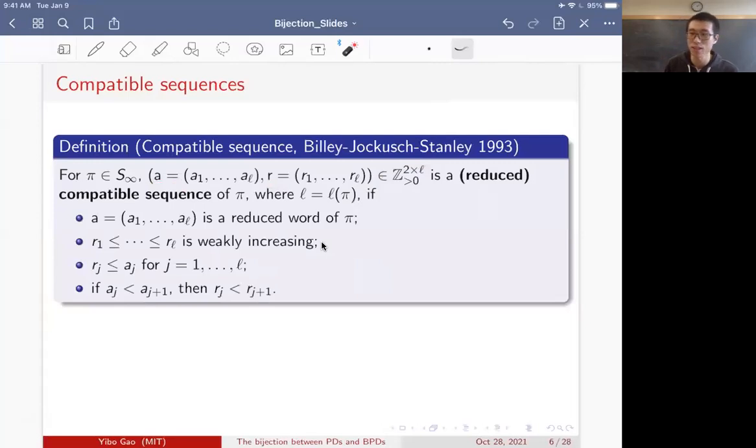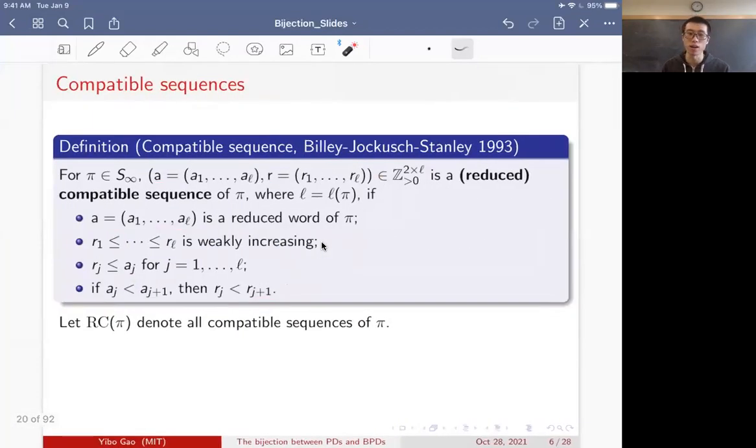The first one says that A is a reduced word of the permutation pi. Then R is weakly increasing. R is also going to be smaller than or equal to the corresponding A's. And lastly, if we have a strict increase in A, then we must have a strict increase in R. These are just some conditions that we'll come back to later.